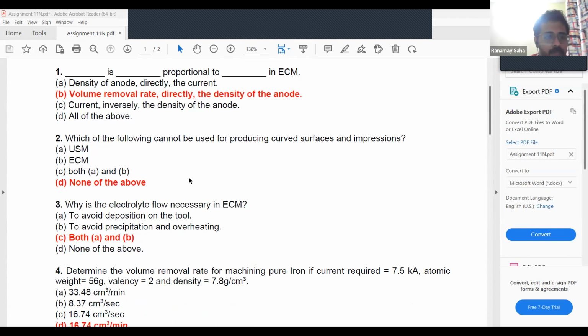So the second question was, which of the following cannot be used for producing curved surfaces and impressions? Okay, now with USM, you can't really develop curved surfaces, and neither with ECM. Actually, you can go with LBM process for that kind of application. So option D becomes your correct option in that case. Okay. So is this clear to you?